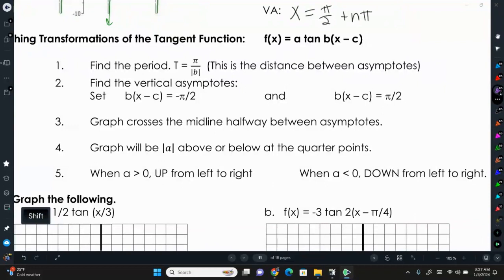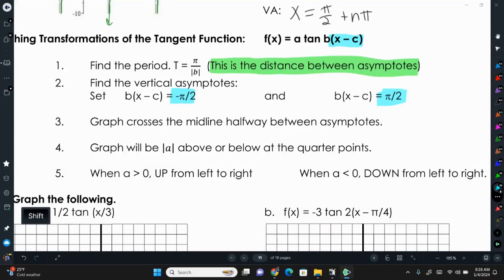Find the period, and again, the period is the distance between our asymptotes. And instead of it being 2 pi over b, it is pi over b. That tells us how often we're going to have our vertical asymptotes. And then find vertical asymptotes. We set the angle part, the inside, equal to -pi over 2 and equal to positive pi over 2, and solve it, and that will tell us where 2 consecutive vertical asymptotes are, and then we can use the period to find other ones.